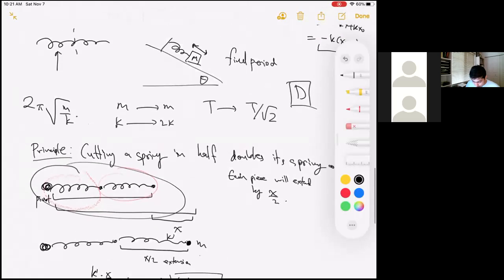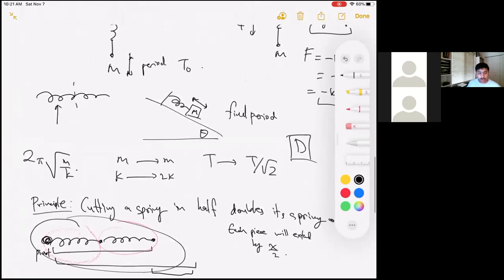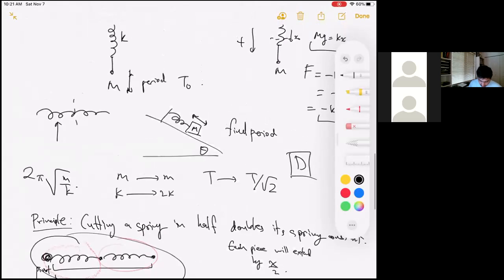Second question I got was, where did the T to T over root 2 come from? Great question. The period of a spring is 2 pi root m over k. This was covered before in the theory section. And this is the period of a spring.